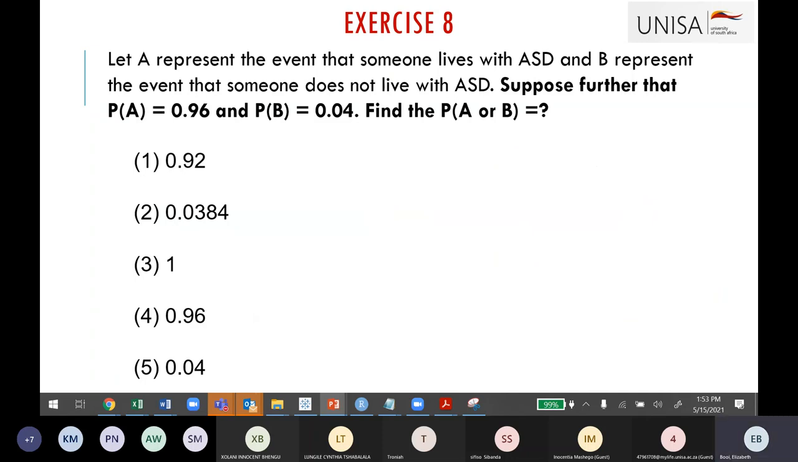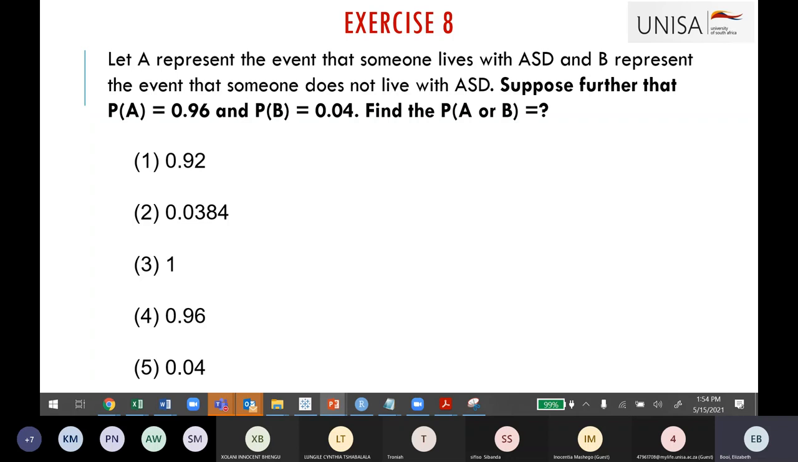Let's look at another example. We only have 7 minutes left. Let A represent that someone lives with disability or ASD, and B represent that someone does not live with ASD. Suppose that the probability of A is 0.96 and the probability of B is 0.04. Find the probability of A or B.